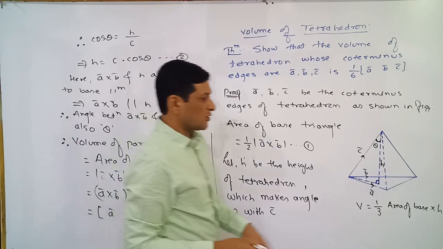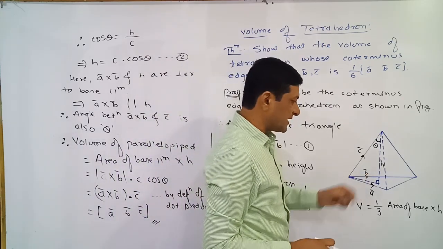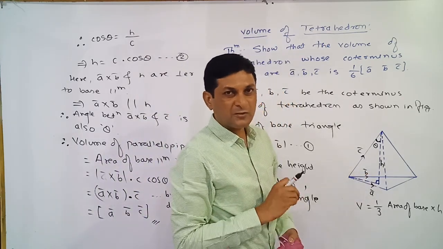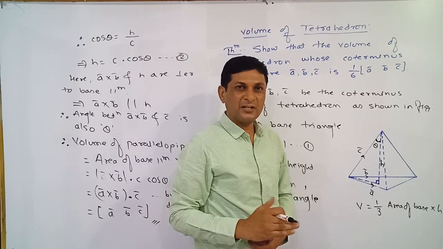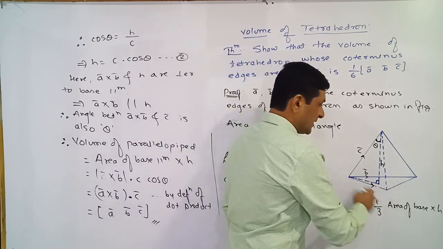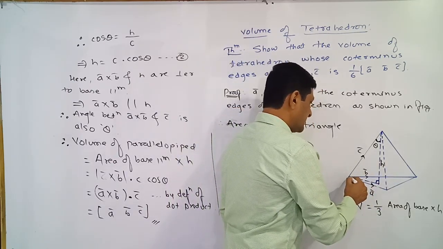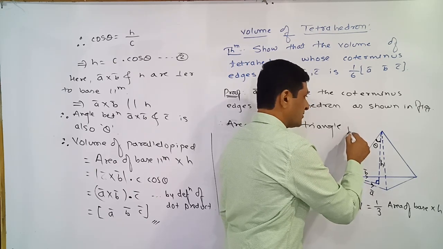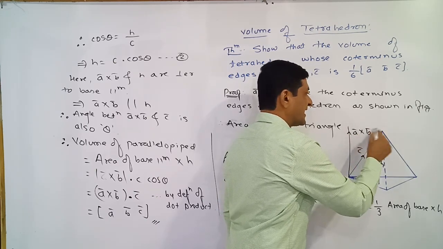Now we are finding the cross product of these two vectors. Which two vectors? A bar and B bar. And we know that the cross product of two vectors is nothing but a new vector which is perpendicular to the plane of A bar and B bar. So here let us try to find out the cross product of these two vectors. Which two vectors? A bar and B bar.